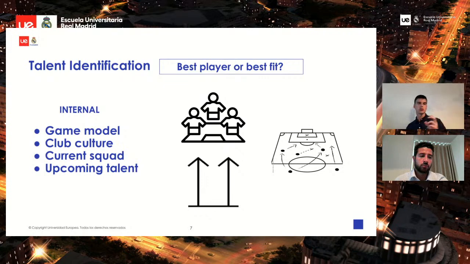So this is also a question that you need to understand. I see this player, he looks fantastic. Can you imagine that player in your own squad? Can you see him performing the same way or better with the players that you have in your squad? Can you imagine this?